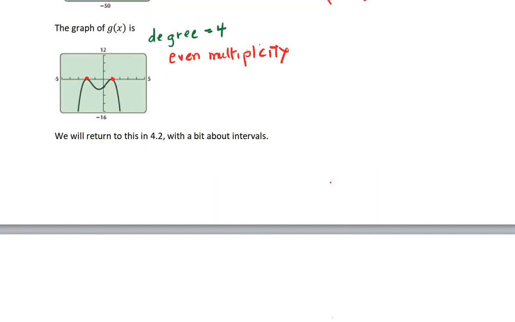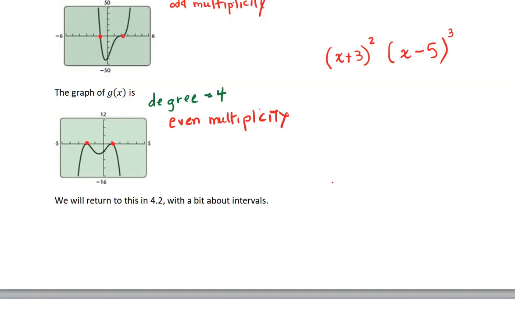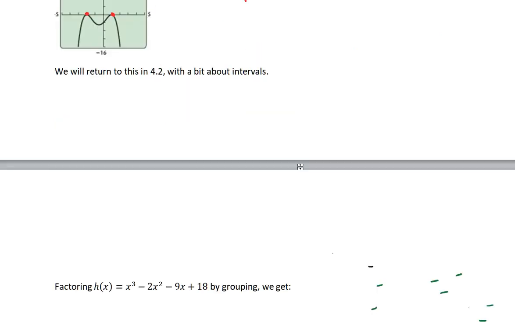All right, so I want to mention that we're going to come back to this idea of figuring out what's happening in our graph using intervals, right, and finding out where the function crosses the axis or touches the axis. We're going to talk more about that in 4.2. So it's just kind of a little brain push towards 4.2.